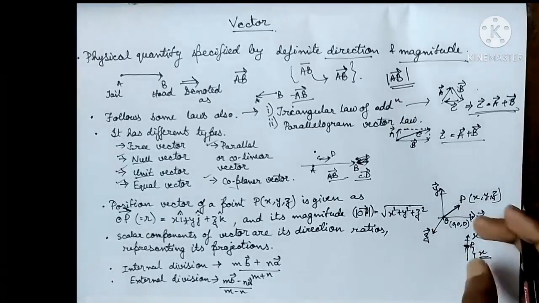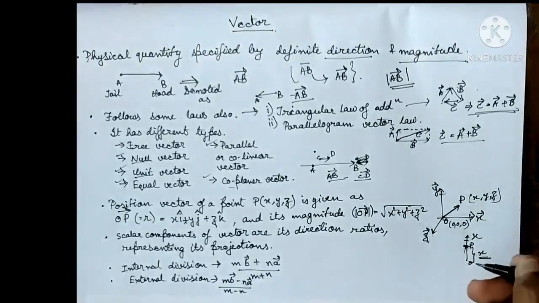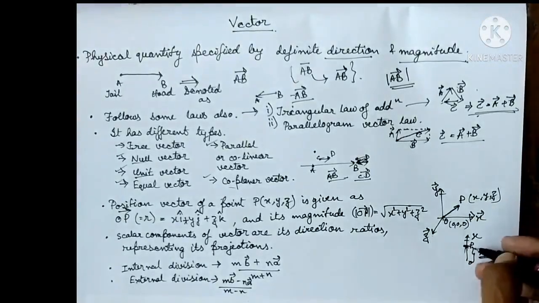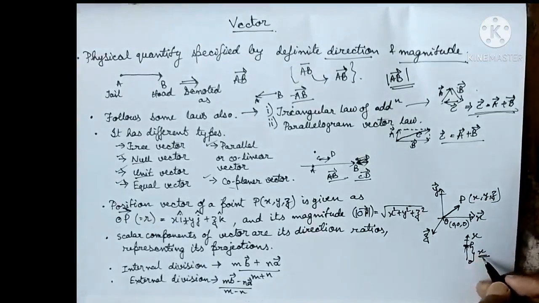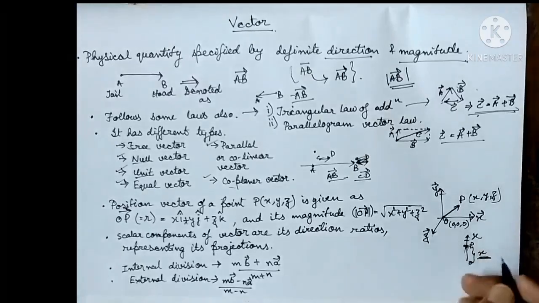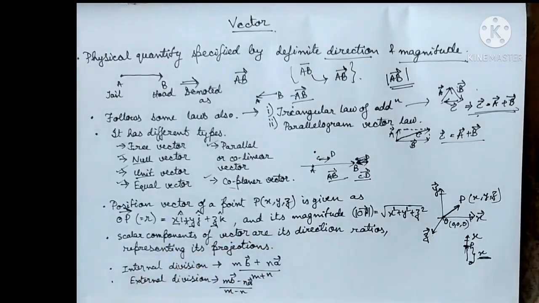You may just see it like this also. When you see the vector OP in this way on any axis, like on the x-axis, and similarly on the y-axis, this will give us the projection on that axis. Here it is x, for y it will be y, and for z it will be z. These parts are the projections.